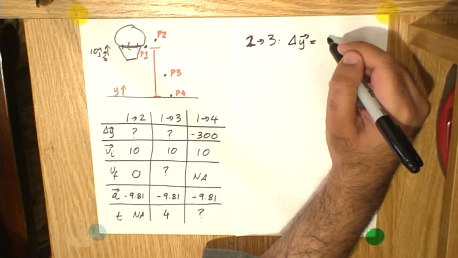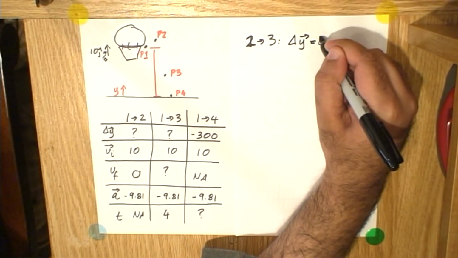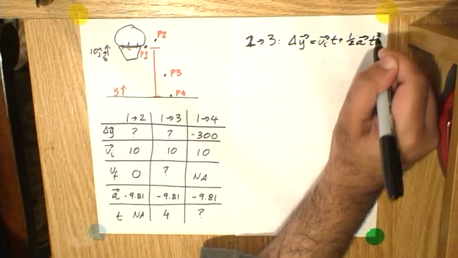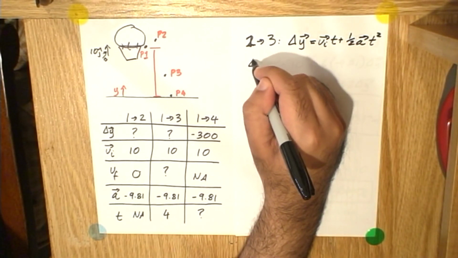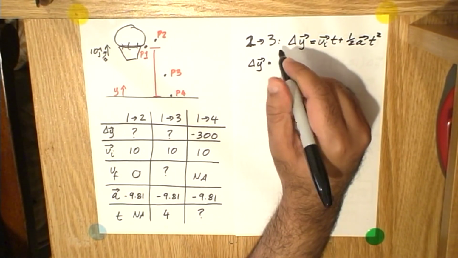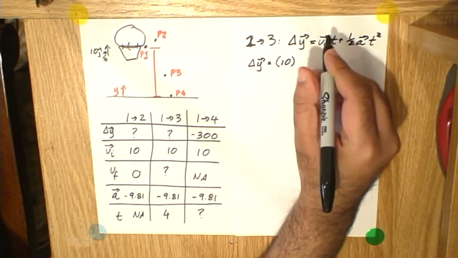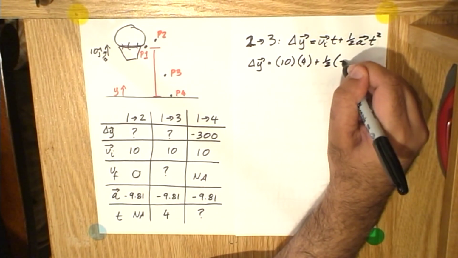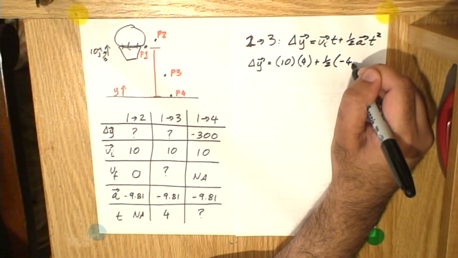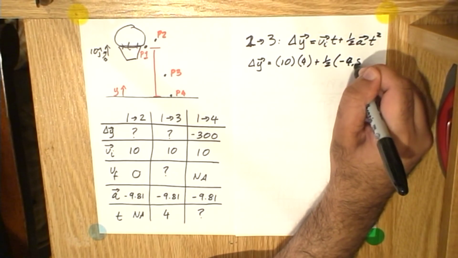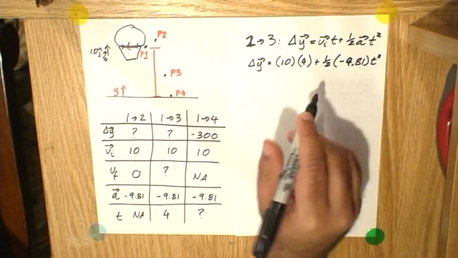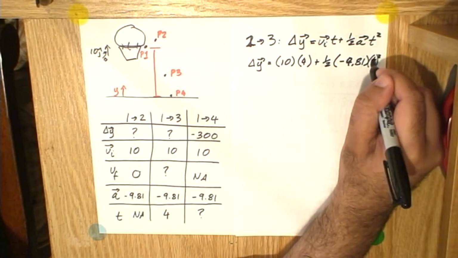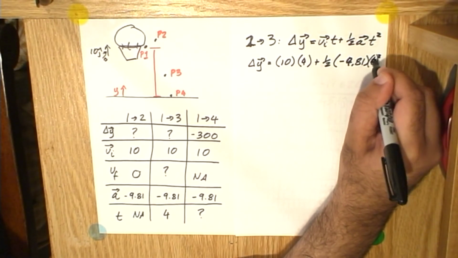So delta y is equal to V initial times t plus 1/2 a t squared. So delta y, we do not yet know, is equal to V initial, 10, times time, 4, plus 1/2 times a, which is negative 9.81, times t squared, which was 4 squared. That should be a 4.